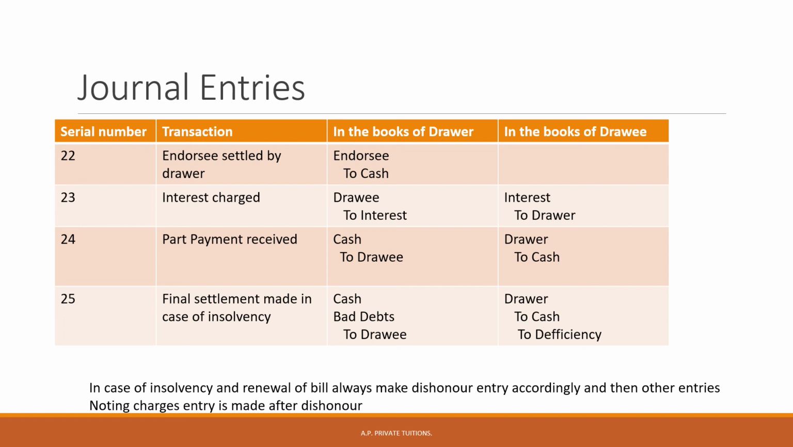Now, last important points you must keep in your mind. In case of insolvency and renewal of bill, always we must make dishonor entry first. As per the case. As per the case means whenever the bill is dishonored or cancelled, we must see which bill it was. It was a retained bill, it was a discounted bill, it was an endorsed bill, or it was a collection bill. Accordingly, we must recollect the entries and make it. And whenever we are making noting charges entry, we should make it immediately after dishonor. Some people also combine the entry. You can combine it. I don't have any problem, but I am teaching it separate because it becomes easy for the students to understand.